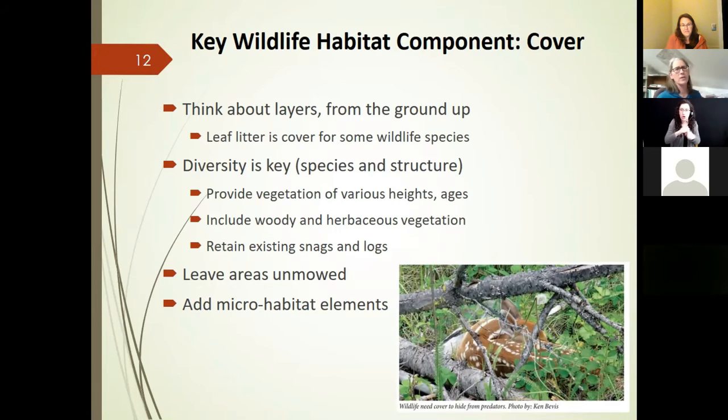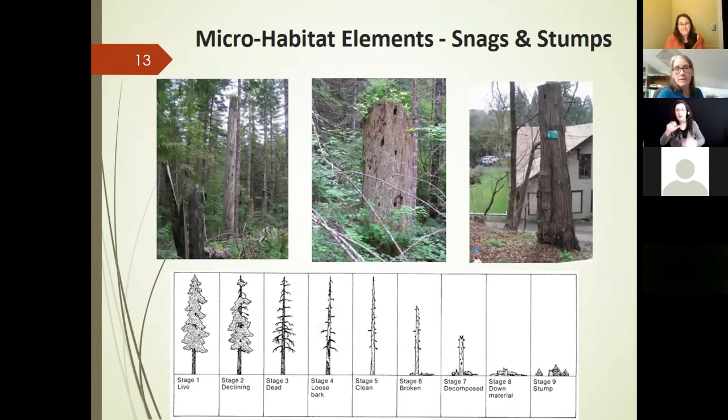And again, diversity is key in species structure. So different species of plants, but also conifers and deciduous are great to have and provide diversity and host different insects. And then another key component of diversity are these micro habitat elements, these snags and these logs, which we're gonna talk a little more about here now.